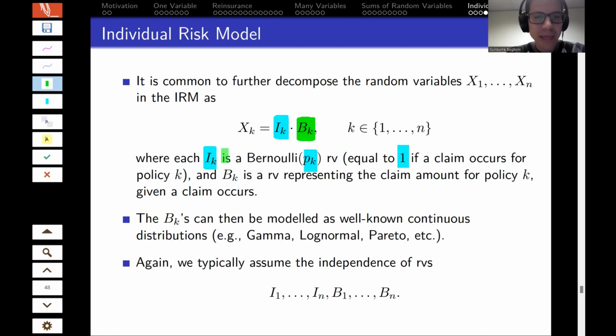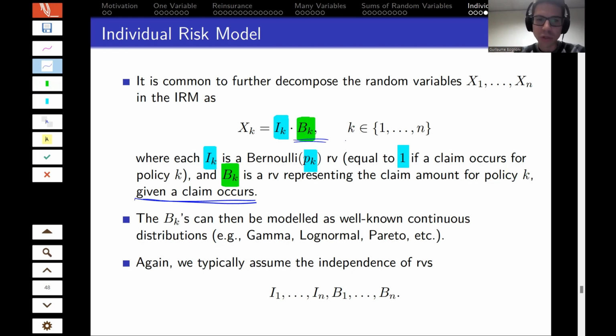And then BK is a random variable representing the claim amount, so the claim size in dollars, or pounds, or whatever your favorite currency is. So the dollar amount, or the money amount of the claim if a claim occurs. Okay, so you see that why we do this trick is because then we can model BK to be a continuous distribution, and that's quite practical most of the time.